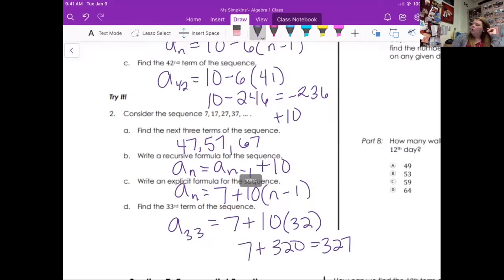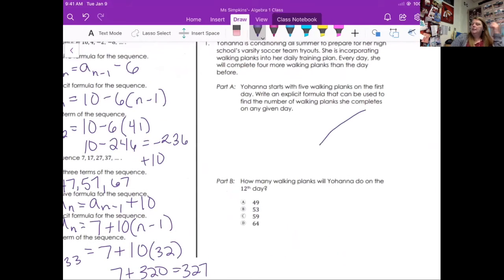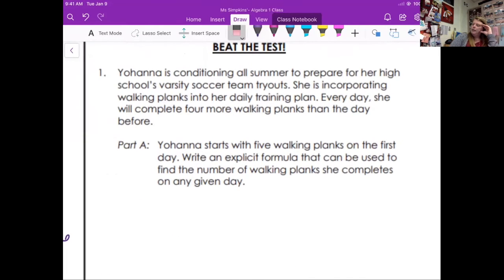Okay, so let's do one of the beat the test, and then we'll take a little bit of a break. So Johanna is conditioning all summer to prepare for her high school's varsity soccer team tryouts. She is incorporating walking planks into her daily training plan. Every day, she will complete 4 more walking planks than the day before. She starts with 5 walking planks on her first day. So we're just going to write a couple of the terms. So her first time, she did 5 of them.